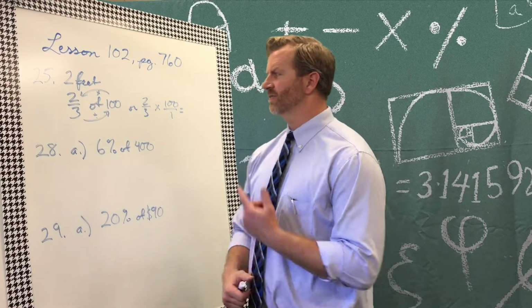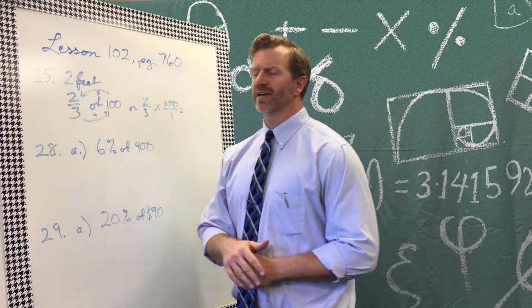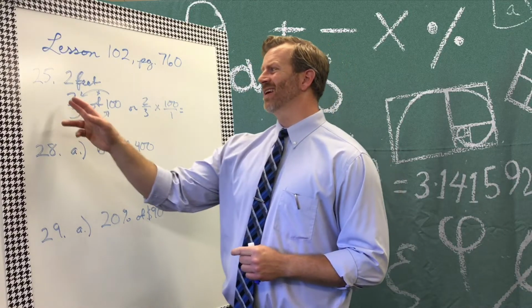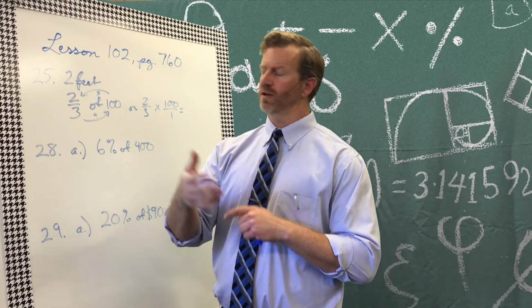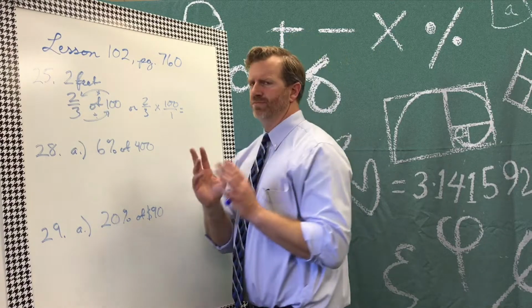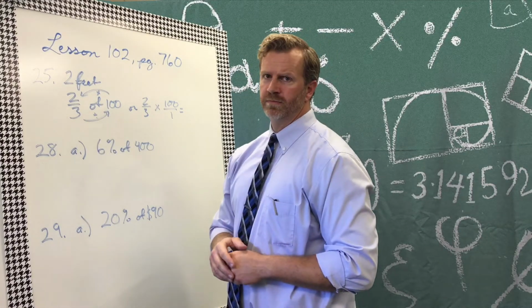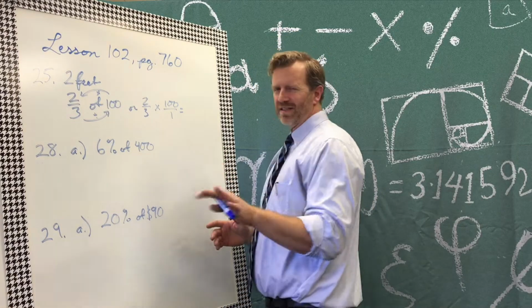All right, here are the last few problems for lesson 102's homework. Number 25 wants you to figure out what 2 feet out of a yard would be. So I went ahead and gave you that fraction: 2 out of 3 feet, right? There are 3 feet in a yard. There are 2 ways we could do it. We could divide 3 into 100 and then multiply that number times 2. Or this way, which I think is kind of easier.